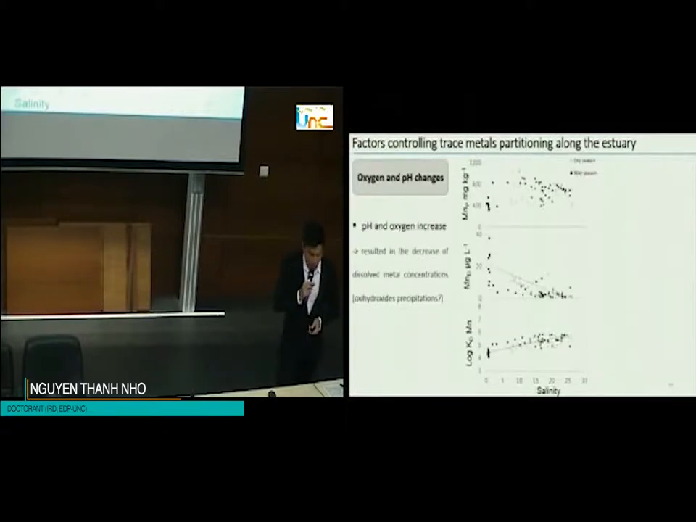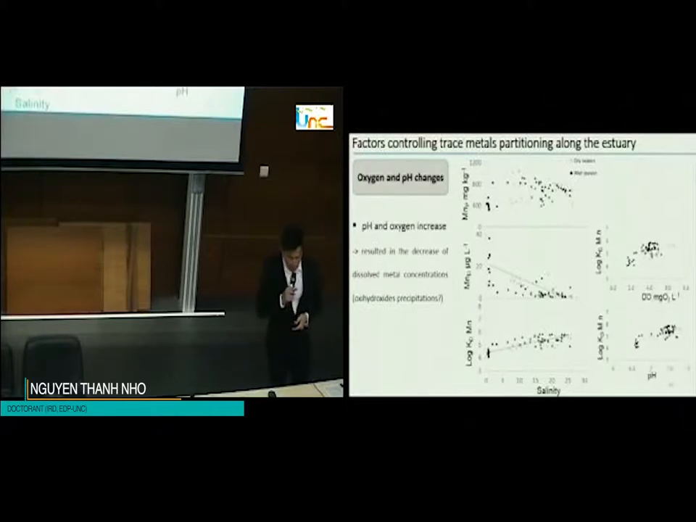In contrast to chromium, dissolved manganese decreased along the salinity gradient. It was suggested to result from manganese oxidative precipitation as oxyhydroxide onto solid phase due to increase of the oxygen and pH. This hypothesis could be supported by positive correlation between dissolved manganese and salinity, associated with positive correlation between dissolved manganese and dissolved oxygen and pH.